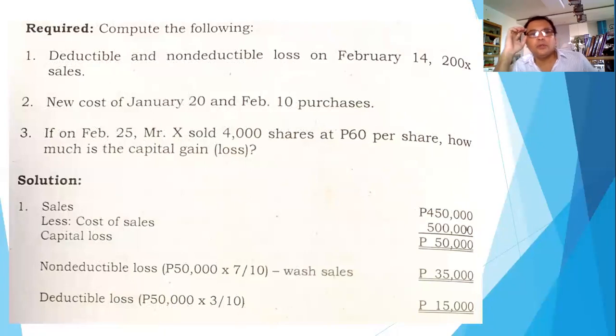In the meantime, the deductible loss is the difference between the two. 7 minus 10 equals 3. So this is the deductible loss: 3/10 of 50,000. Or simply 50,000 minus 35,000 gives you 15,000 pesos. Since 35,000 is non-deductible, what is deductible is the remaining loss. So 50 minus 35 equals 15.